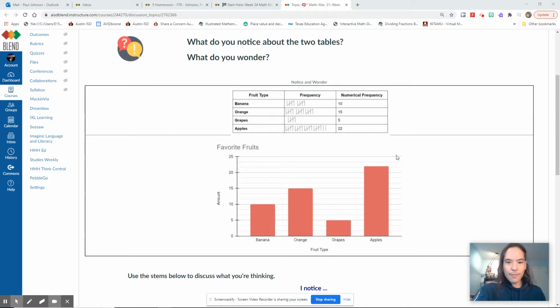Good morning. Welcome to another fabulous episode of How Many Tabs Are Open on Mr. Johnson's Computer? One, two, three, four, five.